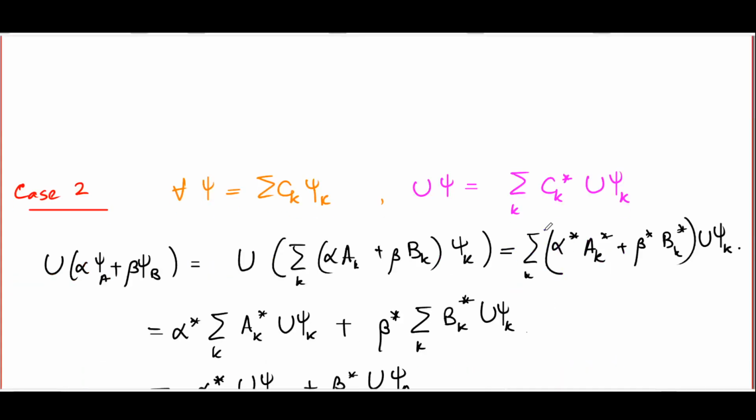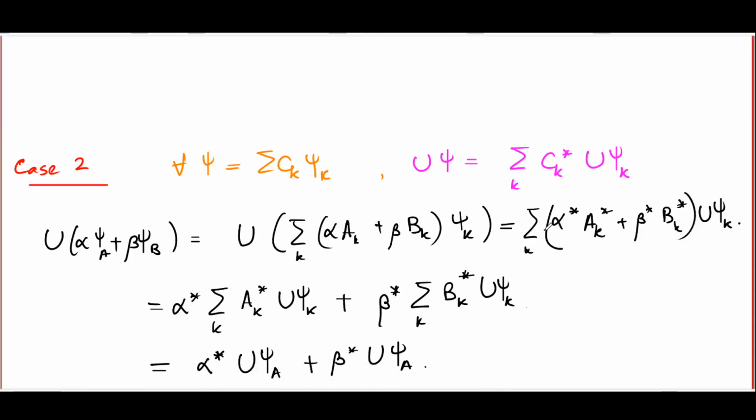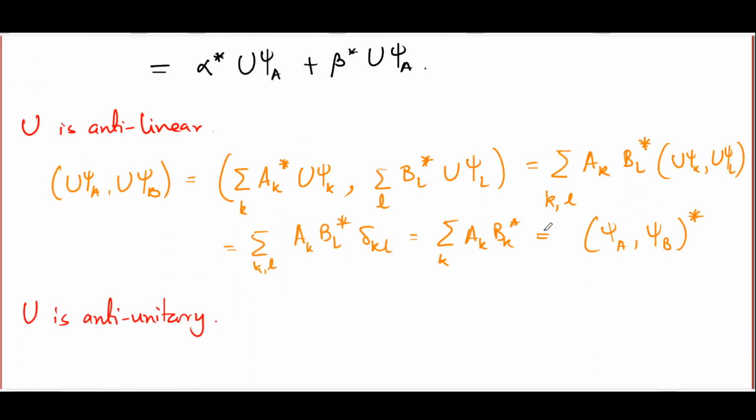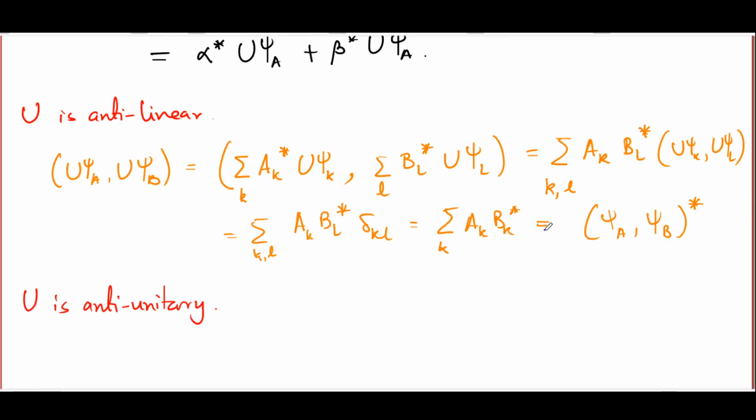Now what about the second case? The second case proceeds exactly in the same manner. Here the demand is, for all psi of the form sum over k Ck psi k, U psi is sum over k Ck star U psi k. It's rather trivial to show that when U acts on a linear combination of two wave functions psi a, psi b, with coefficients alpha and beta, the result turns out to be alpha star U psi a plus beta star U psi b. That A there is a typo, it should be B. And hence U is antilinear.